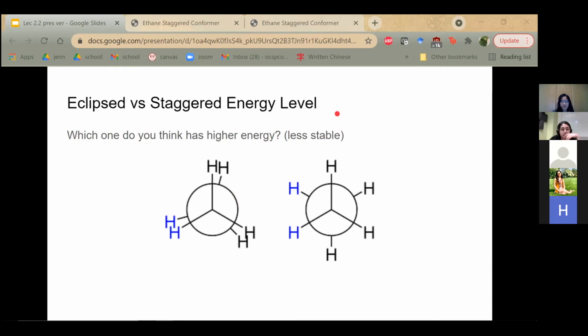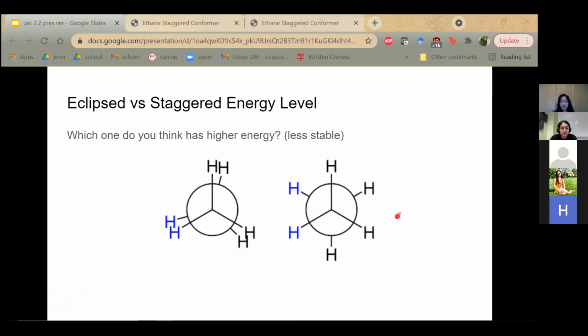Wait, I'm sorry. Can you clarify which one's the eclipsed and which one's the staggered again? Okay, yes. So this first one is going to be eclipsed. You can think of that as like an eclipse, where the sun blocks the moon, or the moon blocks the sun. They're kind of overlapping. And staggered is going to be the second one. They're kind of spaced out like this. Good question.